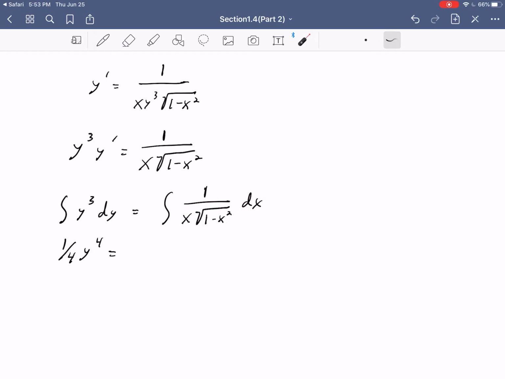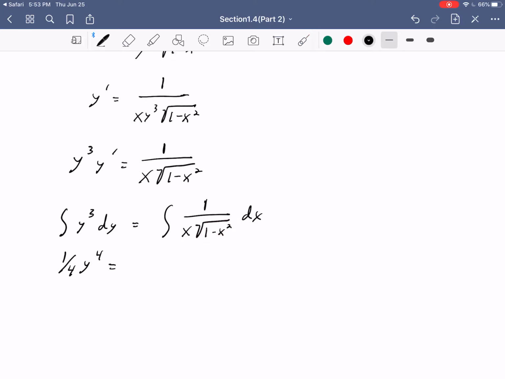And again, trig sub is sort of hinted at here because we have a radical, and we have something that is either like an a squared minus x squared, an a squared plus x squared, or an x squared minus a squared inside the radical.